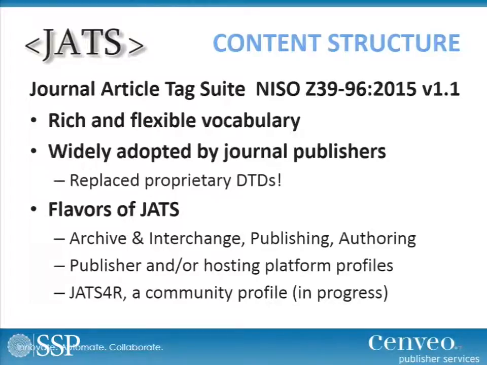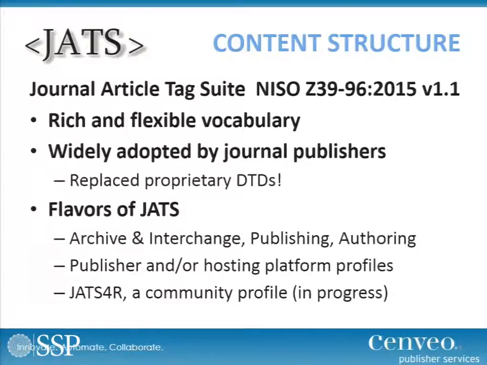The standard includes 3 different profiles. Archiving and interchange, which is the broadest and most flexible, was created originally to support importing all previous content prior to JATS and for digital preservation projects, such as mine at Portico.